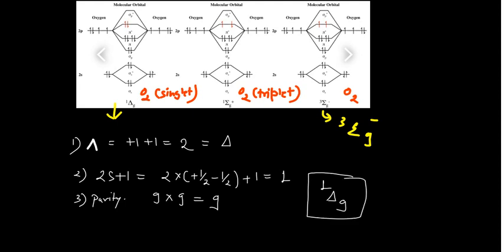I hope this is clear to you, which I have explained here. There is no need to put a plus or minus sign, because plus and minus signs we put only for the spectroscopic term sigma. This is important. I hope this is clear to you. So, 1 delta g.